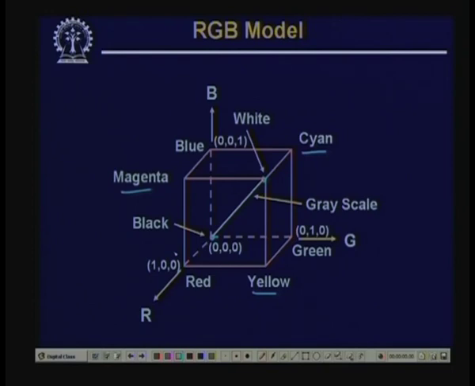Now, given any specific color having some proportions of red, green and blue, that color will be represented by a single point in this unit cube in the normalized form. Or we can also say that that color will be represented by a vector, where the vector is drawn from the origin to the point representing that particular color having a specific proportion of red, green and blue.